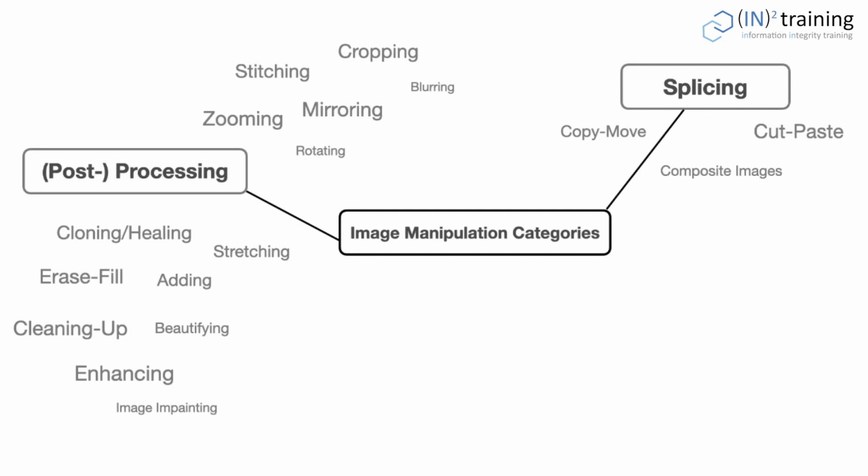Composite images are a different concept. There have been cases in photojournalism, for example, where various photographs of the same scene were used to compose a new image, which clearly violates standards of the photographic community.